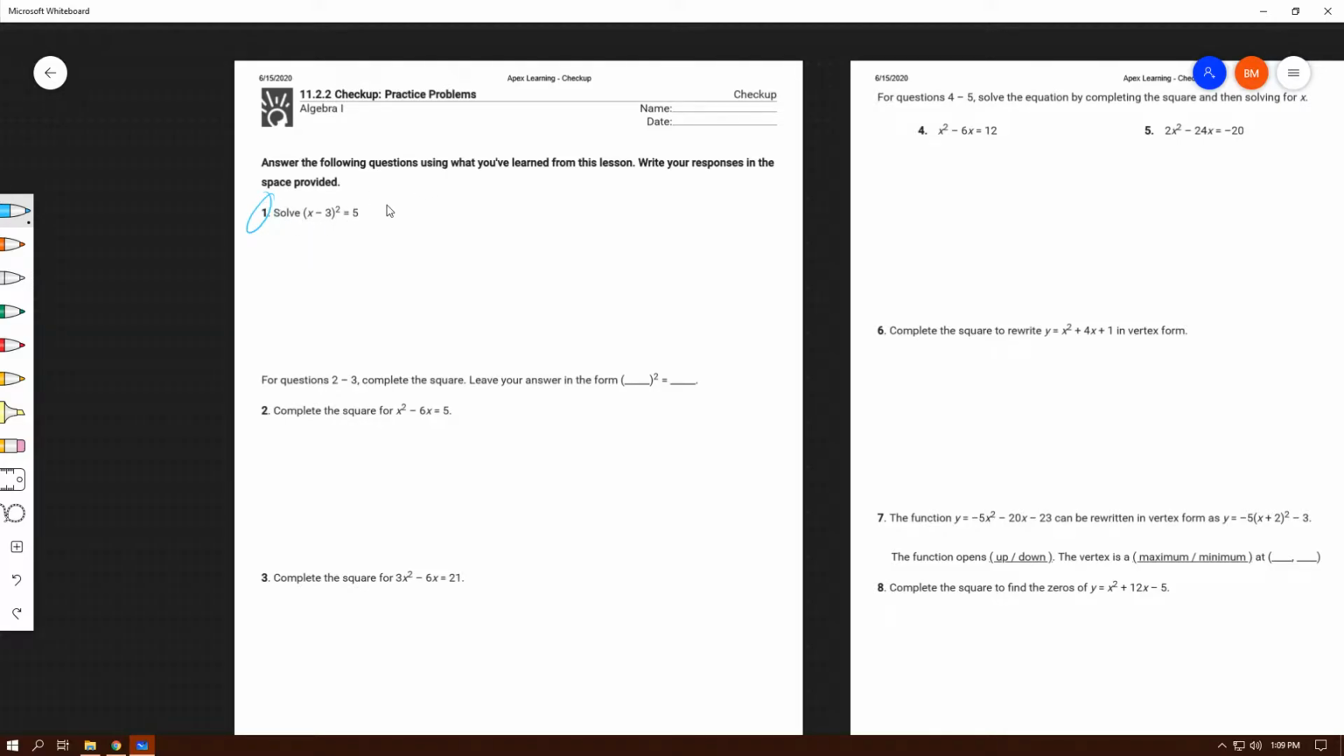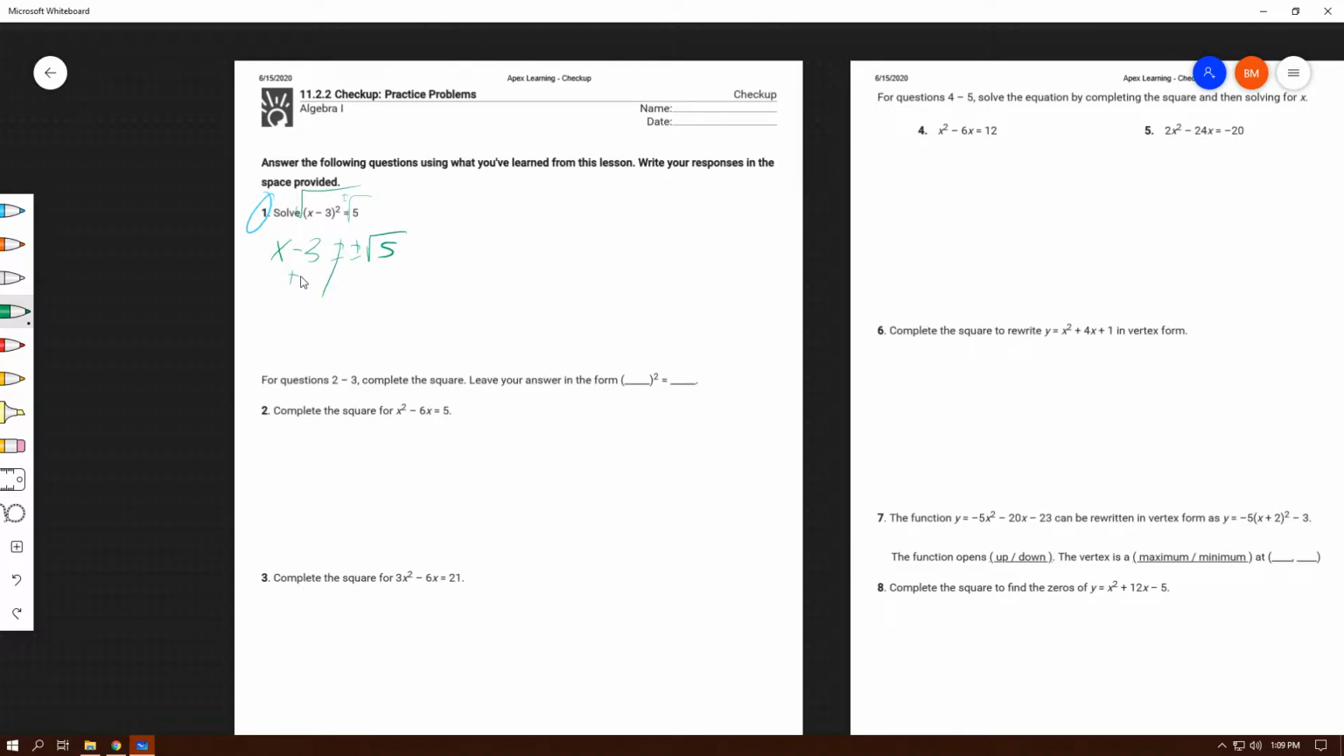Like they've already completed the square. Once we get to this step, how do we solve it? We did this a little bit last section. I'm going to square root both sides. When I square root a number, I got to make it plus or minus. So this becomes x minus 3, because the squared got canceled, equals plus or minus square root of 5.